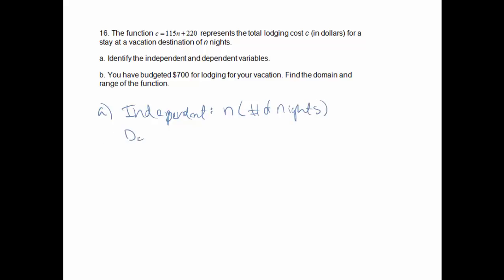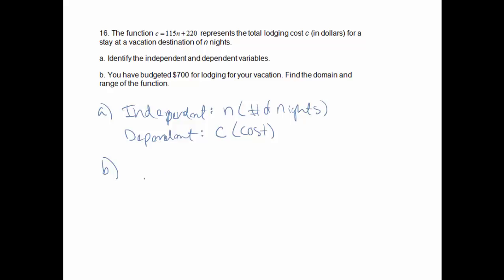Okay, and then the dependent is obviously going to be the other variable, which is c, the cost, because the cost is going to depend on how many nights I stay. All right, B says, you have budgeted $700 for lodging for your vacation. Find the domain and the range of this situation.